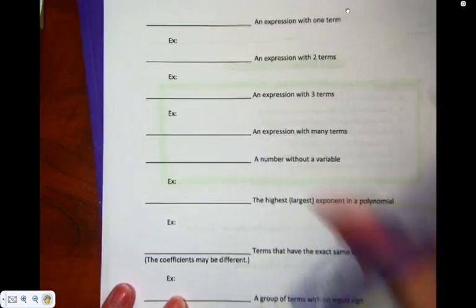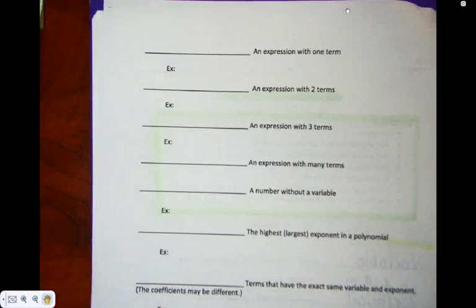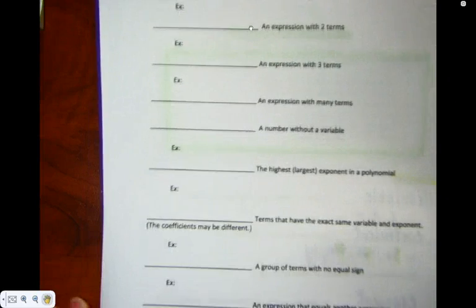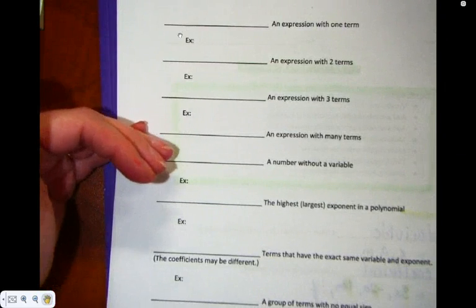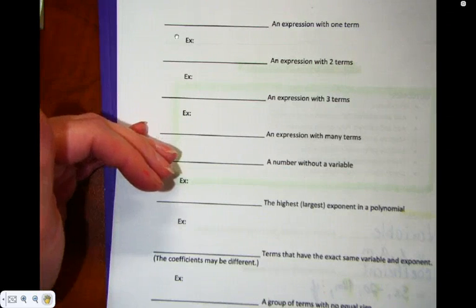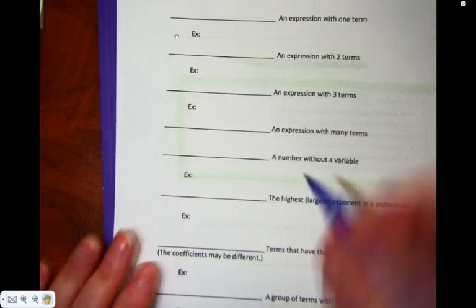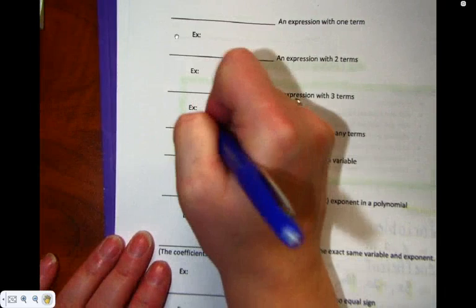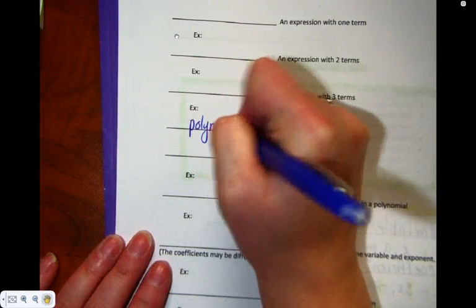Why is that important? Well, we're going to look at expressions with 1 term and 2 terms and 3 terms and a whole bunch of terms. So we need to know what a term is. I'm actually going to jump down to definition number 4, which is an expression with many terms. An expression with many terms is called a polynomial, which is the name of this unit.